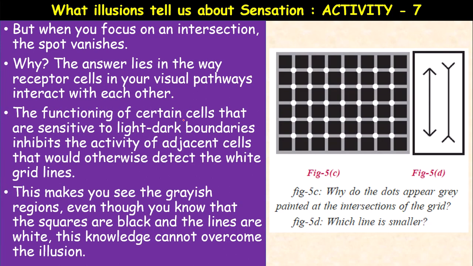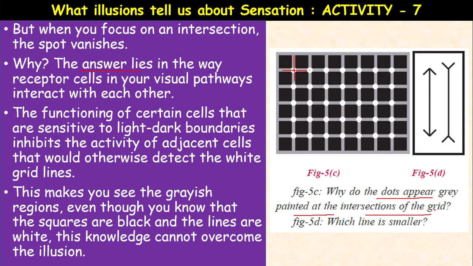So here you can see, why do the dots disappear? You can find a dot in the middle, but the dot disappears. Why do the dots appear gray at the intersections of the grid? Intersections means these are the spots where these lines coincide. Intersections of the grid, which lines are similar? Here you can see. So the answer lies for this question: why do the dots appear gray at the intersections of the grid?